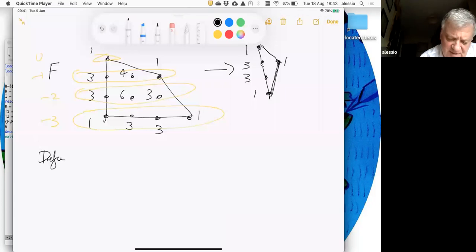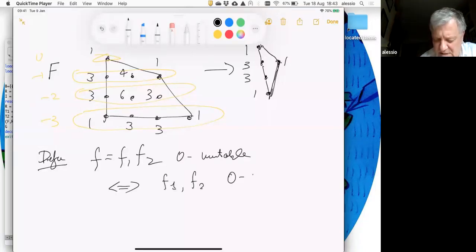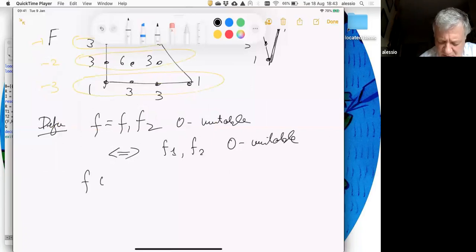If a polynomial is a product of two polynomials, then this thing is zero mutable if and only if both f1 and f2 are zero mutable. And then the other one is that f is zero mutable if and only if the mutation of f is zero mutable.